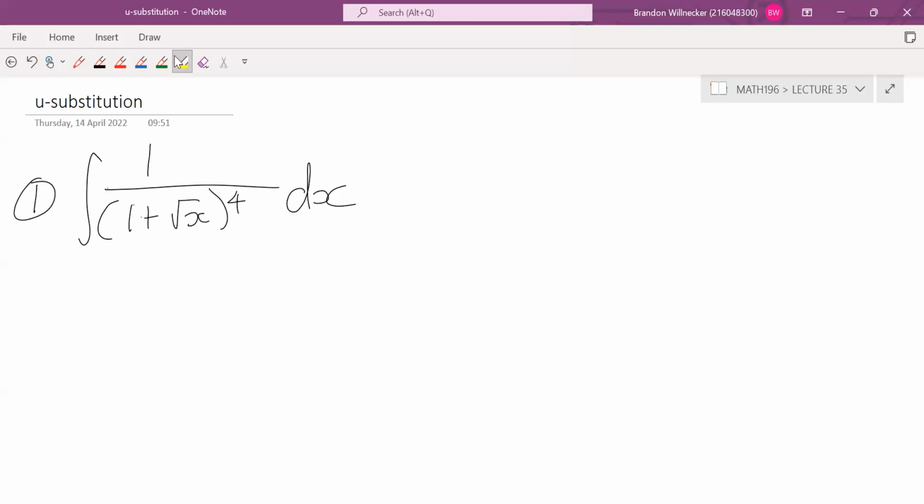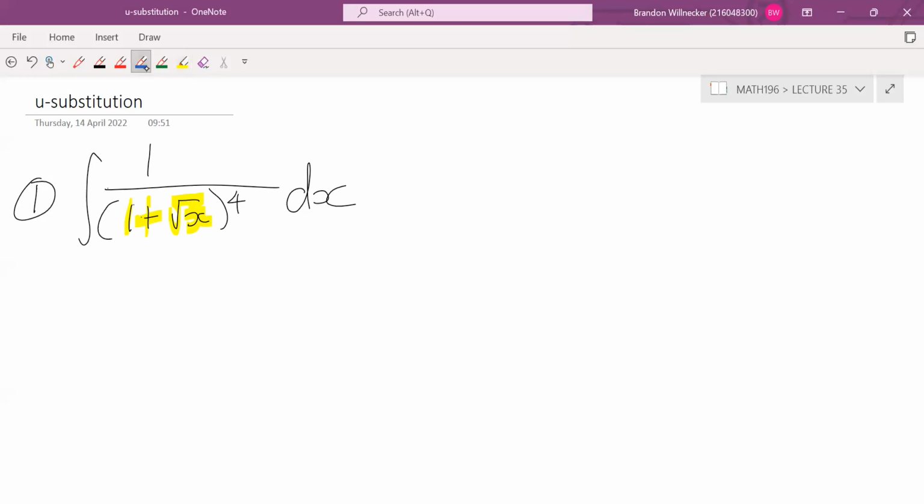Okay, but the way U-substitution works is we need to look at what is making this complicated. If we just had 1 over something to the 4, for example, just something like 1 over x to the 4, that's pretty easy to do because that's just a power rule. But over here, we've got something that's making it more complicated. We've got this 1 plus root x. What we want is something like 1 over x to the 4. That's easy. Here we've got 1 over (1 plus root x) all to the power 4.